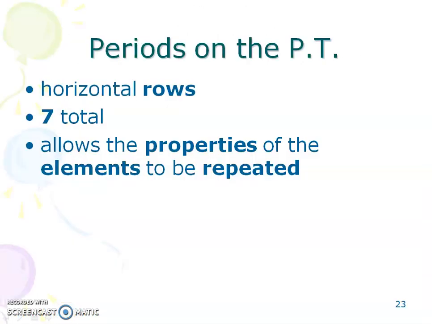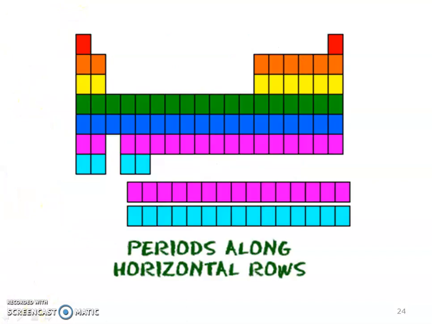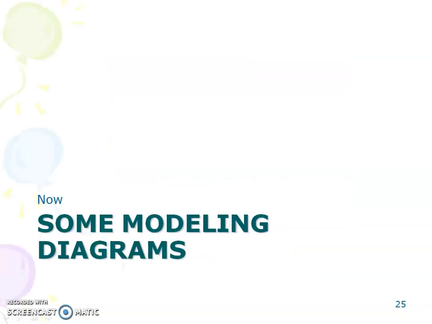Periods, however, are the rows, and there's only 7 of them, and we're going to talk in more detail about those last 2 rows and how they are truly part of period 6 and 7 in the main periodic table. And again, these periods allow those properties of those elements to be repeated. So again, they go across. Periods come at the end of a sentence, so periods are rows to me.